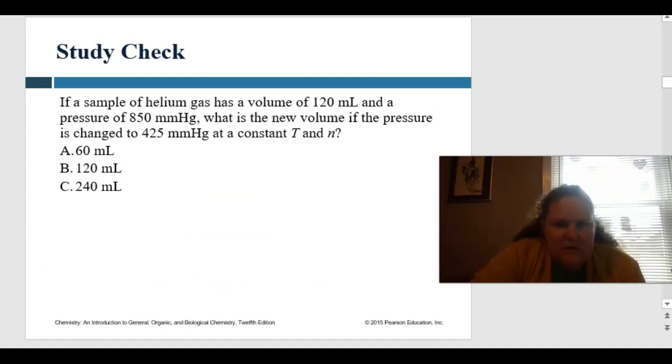Okay, so if a sample of helium gas has a volume of 120 milliliters and a pressure of 850 millimeters of mercury, what is the new volume if the pressure is changed to 425 millimeters of mercury with a constant T and n? Pause me and come back.